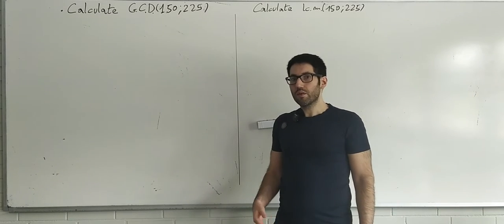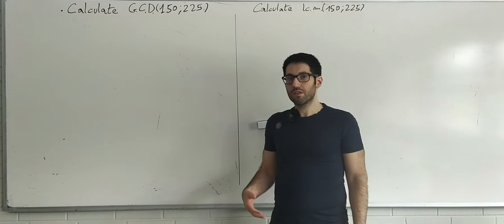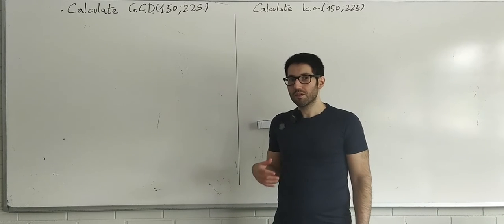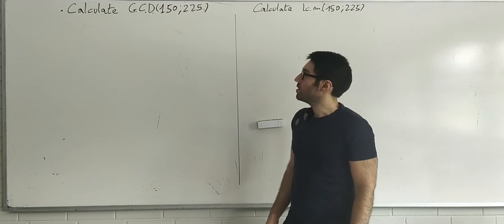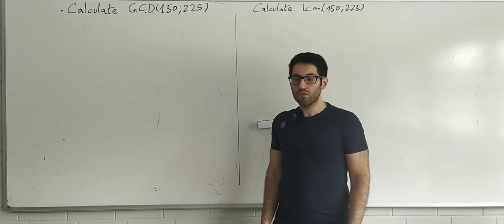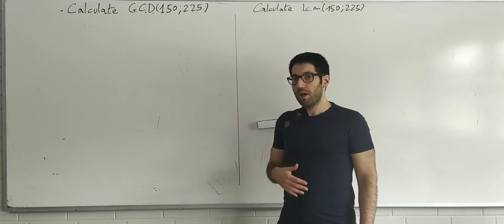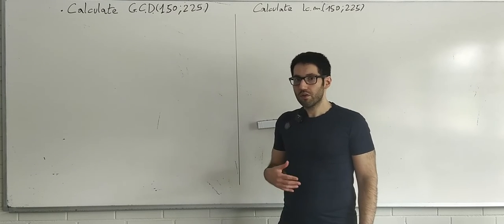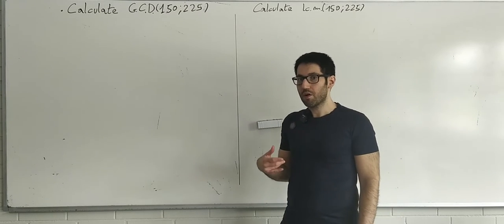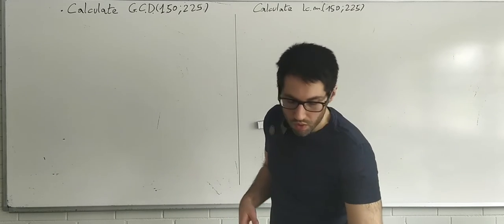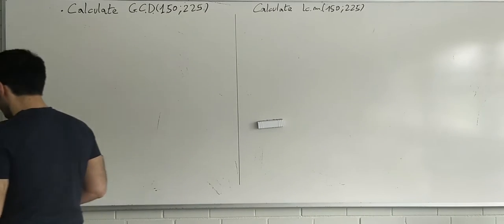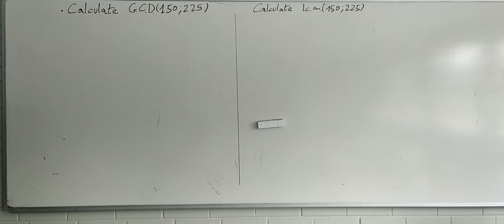We want to calculate the greatest common divisor and least common multiple of a pair of numbers a bit bigger than in the previous exercise: 150 and 225. The pattern is the same. We are going to factorize these two numbers with prime numbers and see how we can construct the greatest common divisor and the least common multiple.